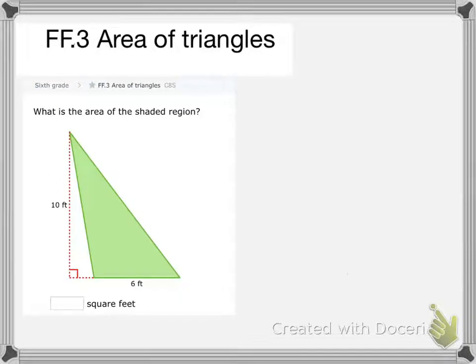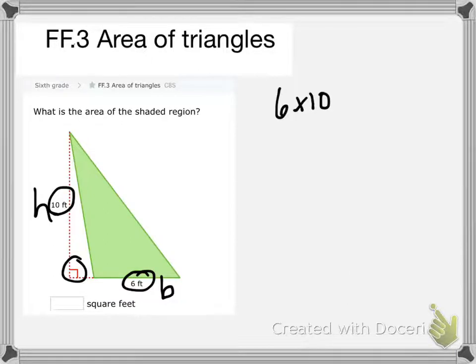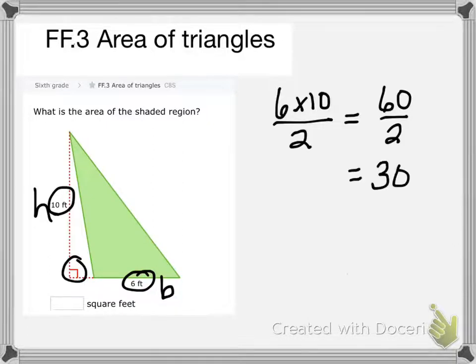Our next one, we have a base of 6, and the height here is 10. Again, remember they need to be perpendicular to each other. So we have 6 times 10 divided by 2. So that's 60 divided by 2, which is 30. So the area of this triangle is 30 square feet.